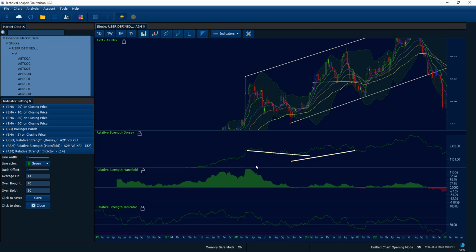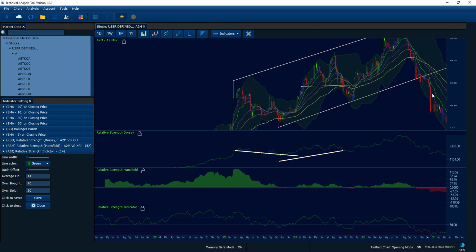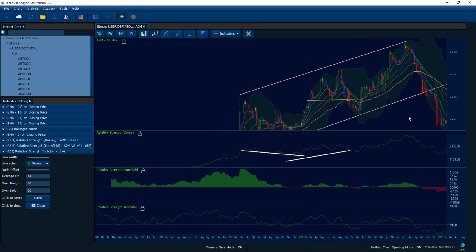So the first time it created the first peak, the RSM shows the green area is well above zero, which means this A2 Milk stock is well outperforming the market. And when it creates the second high here, it doesn't outperform the market by too much, especially the last time. The last time actually had a divergence from the RSI as well, as you can see here, and also the price carried a higher high.